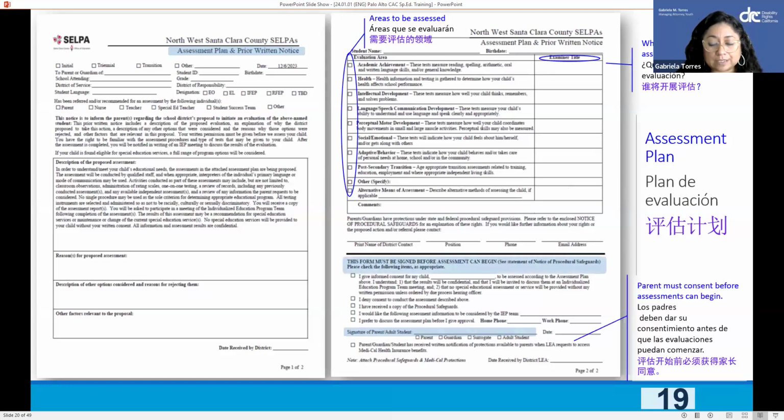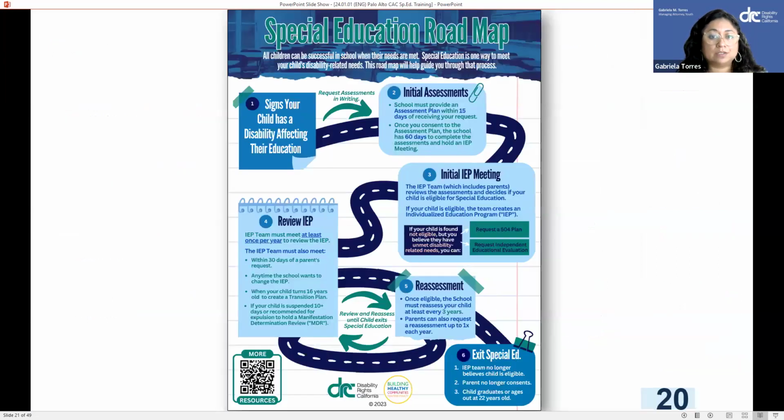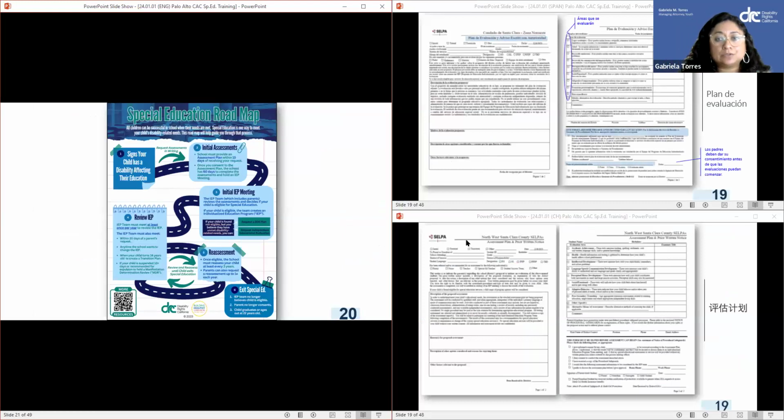And then if you scroll down, the final thing is there is a section here, it says signature of parent, because the assessment cannot be commenced until the family signs. So you would sign here and you would date it and you would return that to the school. Okay, and we can move on. And so after the 60-day period expires, there should be a scheduled IEP meeting.